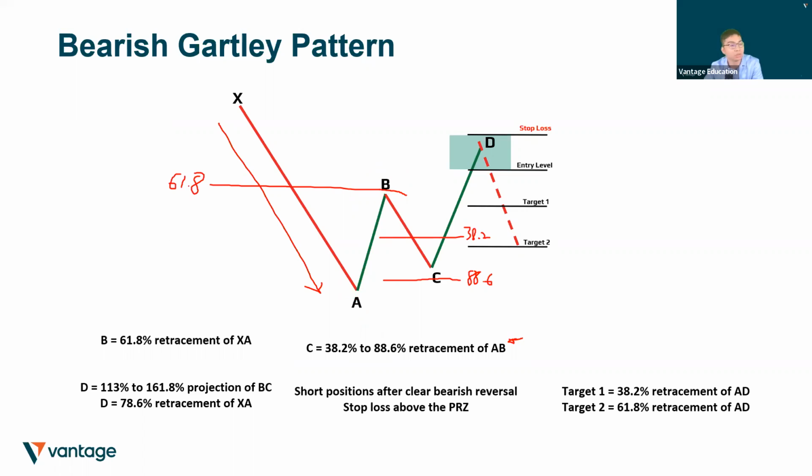Okay, this pattern, as usual, it always ends and it's completed at point D. That will be located between the 113% to 161.8% projection of BC. So you draw a projection line A, B, C. So you'll get it. It's right here. You can actually search TradingView, the projection line. So it's at 113%. So I think I drew it a bit too low, 113%, and 161.8%. So this area is the reversal zone you are looking for short.